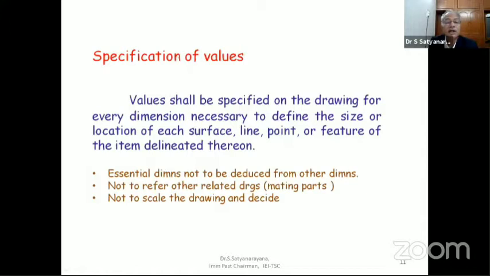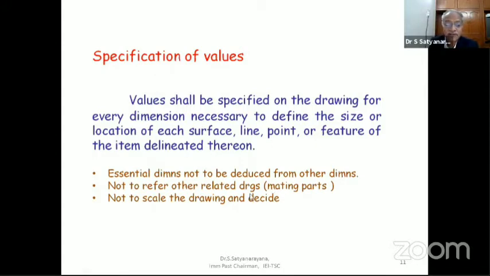When you come to the specification of values, these are all ASME standard, internationally accepted rules. Values will be specified on the drawing for every dimension necessary to define the size or location of each surface, line, point. This itself is understood from this. And some of the things I have seen in industry is they deduce dimensions from other dimensions. Suppose one dimension is not given, they calculate it from other dimensions and take it as the main dimension. This kind of thing is to be avoided.